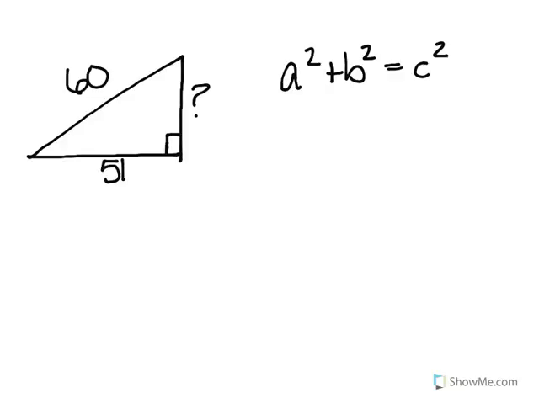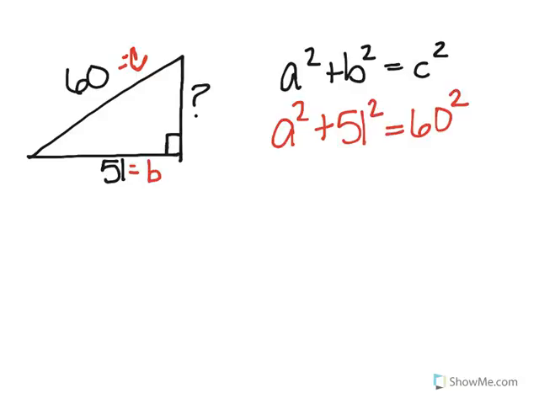So here in this problem, we have 60, that is C, and 51 is either A or B. It doesn't matter. So we're going to substitute that in for B, so I'm going to do A squared plus 51 squared equals 60 squared. Now this one, it looks a lot more difficult. It's really not. It's just one step more. So we don't know what A is, so we're going to call it A squared.